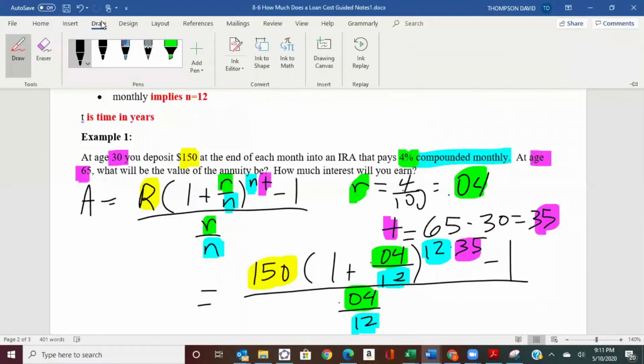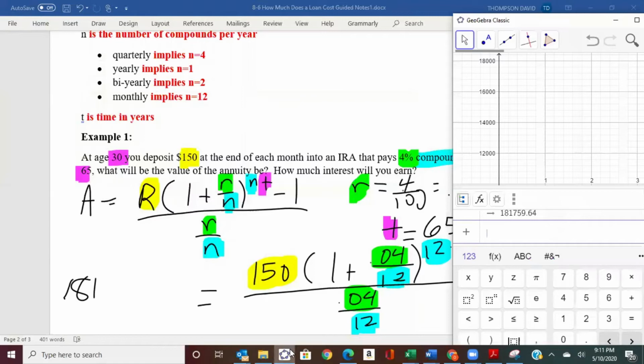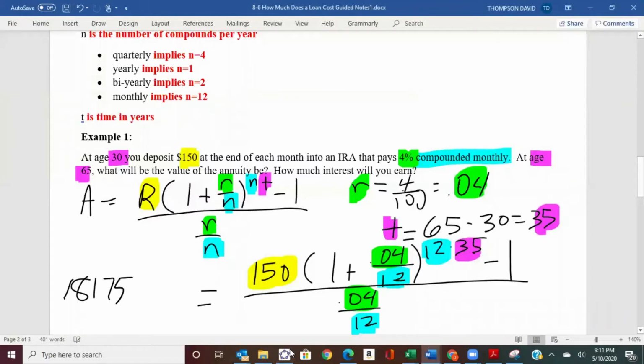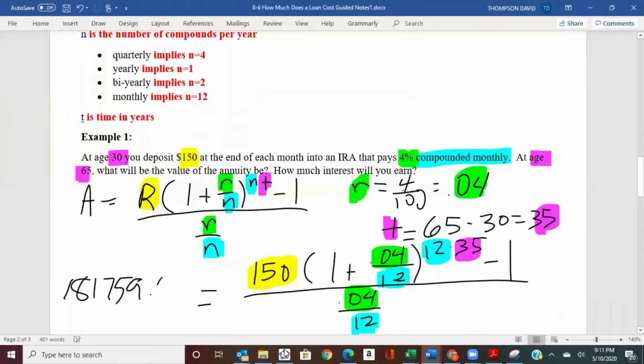But that's the point of an annuity for a retirement fund. You want to have money in your accounts when you retire.